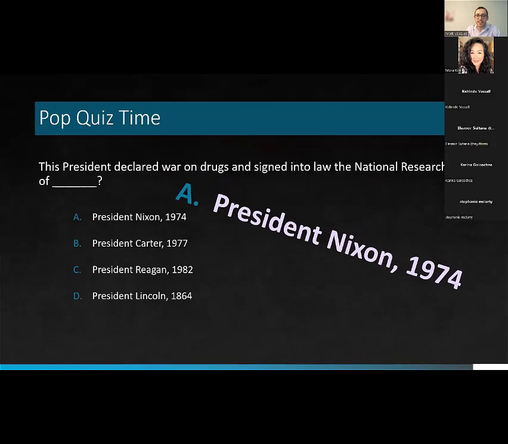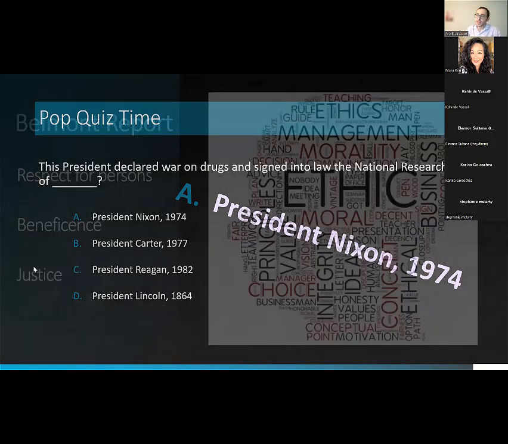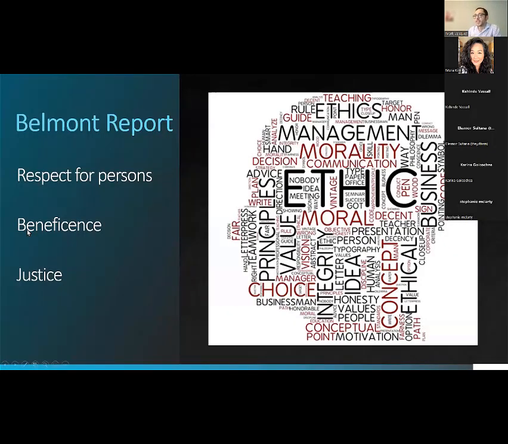So President Nixon not only is known for the Vietnam War and Watergate, but he also signed in the first National Research Act, and from this was born the Belmont Report four years post. So 1978 was the Belmont Report, and that's what we're going to look at right here. The Belmont Report really established the ground rules for how we treat people in research.